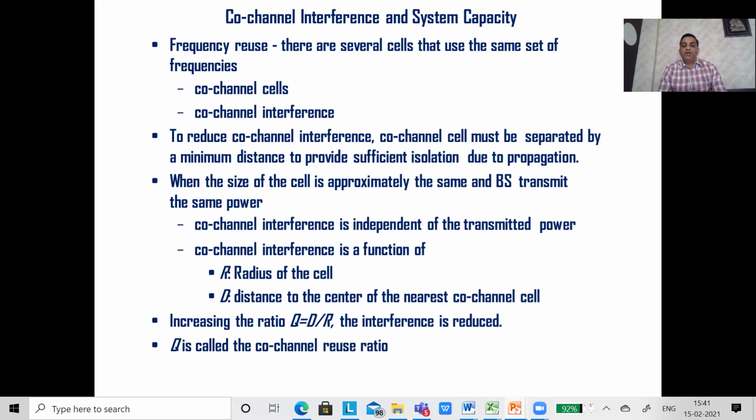By increasing the ratio Q equal to D by R, the interference is reduced. So Q is called the co-channel reuse ratio. Q is directly proportional to capital D and inversely proportional to capital R. So if the distance is increased, then interference will be reduced, since there is a large distance among the co-channel cells. So Q is equal to D by R, where Q is the co-channel reuse ratio.